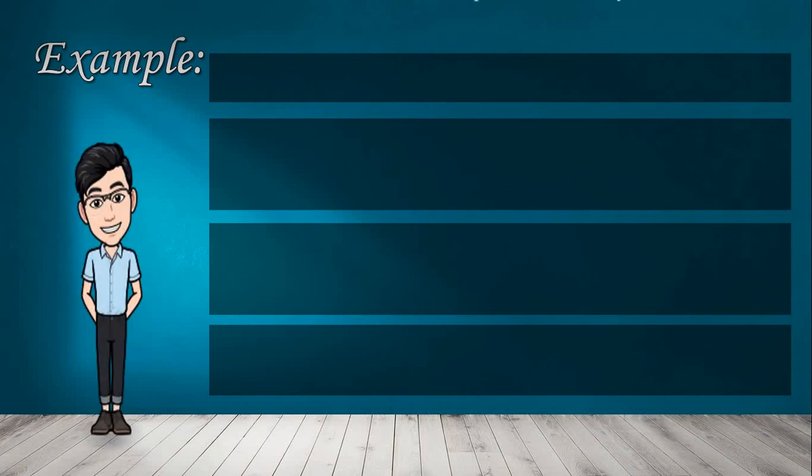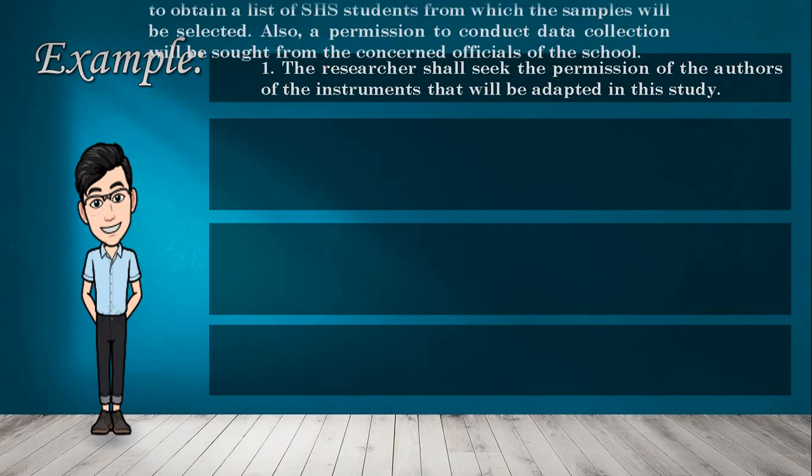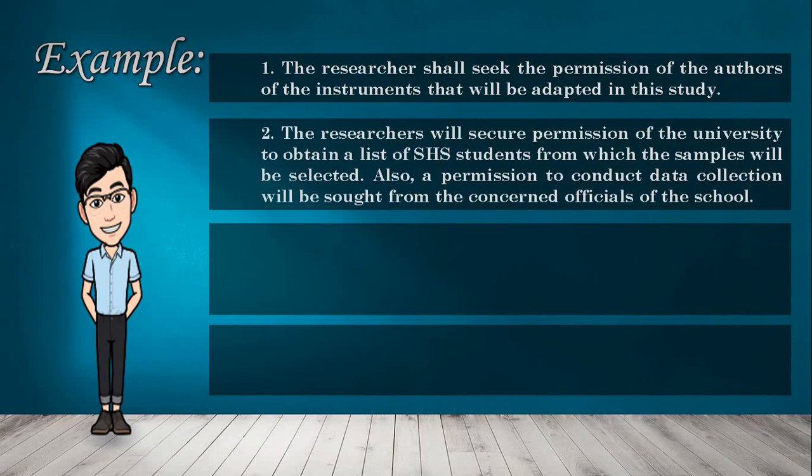Example. First, the researchers shall seek the permission of the authors of the instruments that will be adapted in this study. So, for example, gagamit ka ng questionnaire ng ibang author, kailangan meron ka muna nilang permission para hindi ka magkaroon ng copyright or plagiarism. Next, the researchers will secure permission of the university to obtain a list of senior high school students from which the samples will be selected.